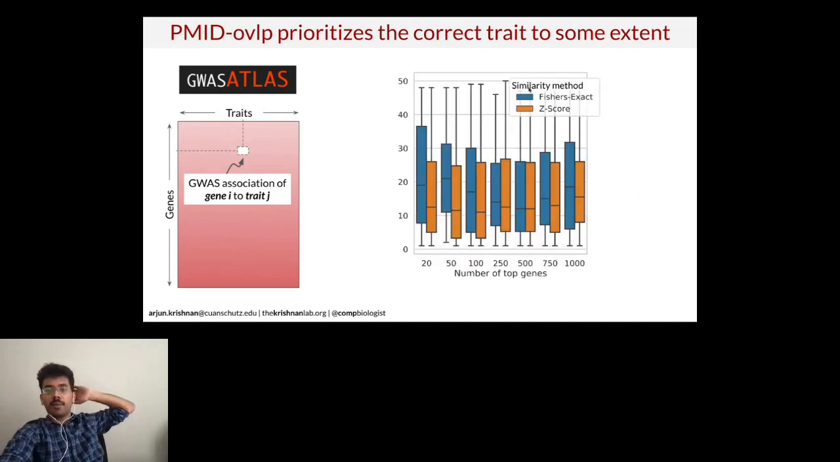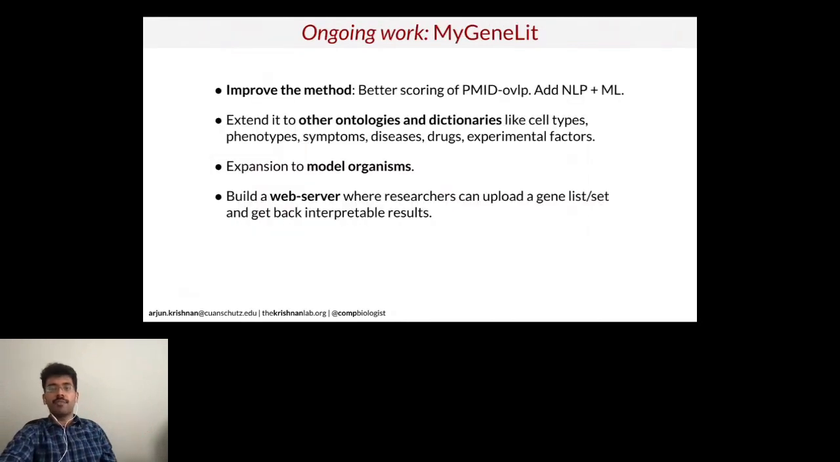When we evaluated this using our method, it's working to some extent, which means that, for example, the correct trait is invariably being ranked at around rank 10, but that's pretty bad in absolute terms. But this is a very, very difficult problem. So we are working on it, and the way we are going about it right now is that we are trying to come up with better scoring methods for this PMID overlap, and add natural language processing and machine learning steps to this. We have some experience doing this.